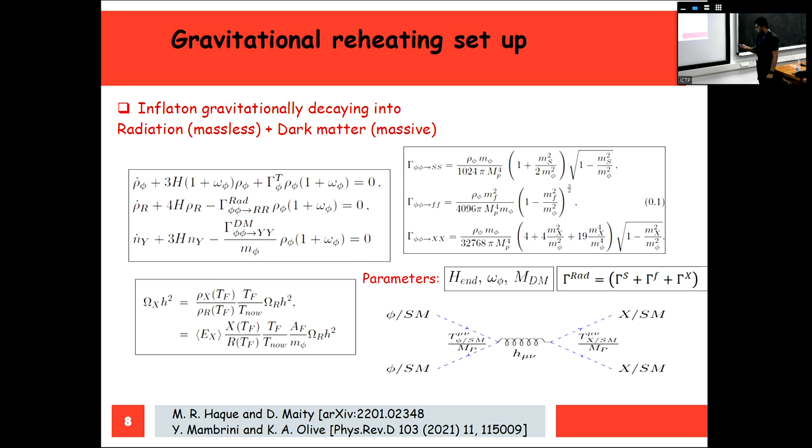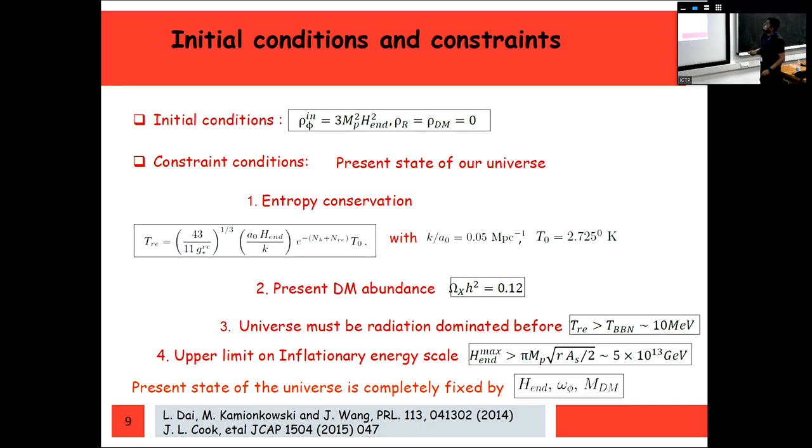Okay, so now go to the next slide. So what are the initial conditions and the constraints? First of all, the initial condition of the inflaton energy density is basically set by the inflation energy scale, which is the end of the inflation H_end, basically setting ρ_φ initial, and ρ_r and ρ_DM, the radiation energy density and dark matter energy density at the initial time zero.